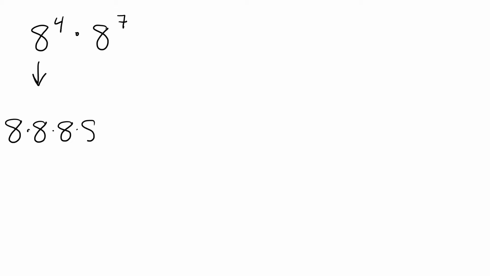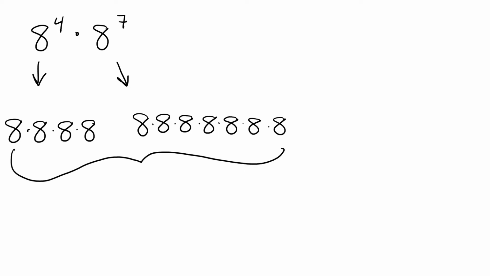For problem number 2, we're going to do the problem 8 to the fourth times 8 to the seventh. Just like the other problem, we're going to do both methods. You need to copy both so that way you can learn both. We start by breaking down 8 to the fourth power. So we have 1, 2, 3, 4 8s. And on the other side, we end up with 7 8s. Once you count them all up, we end up with 11 8s, 8 to the 11th power.